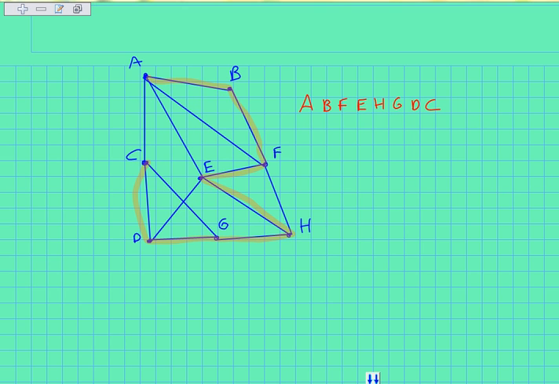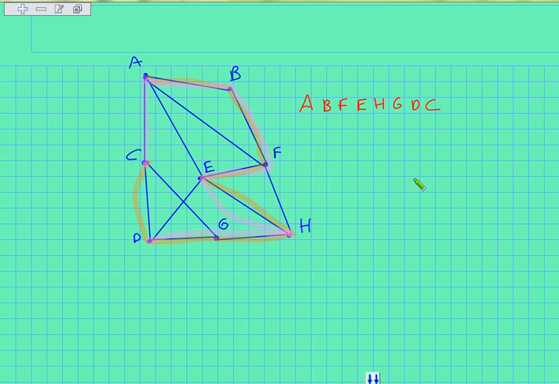Let's take a look at a different one. And this time let's talk about the possibility of actually getting to a circuit. Let's say I'm going to use pink this time. I go A to C to D to G to H to E to F to B to A.